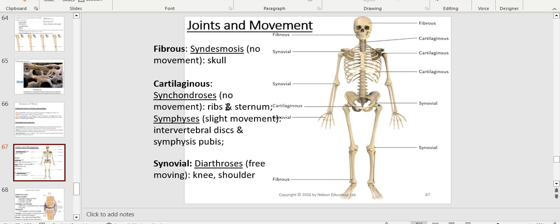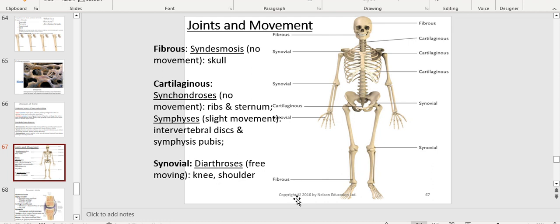There are cartilaginous joints, and there are two kinds of these: synchondrosis and symphysis. Synchondrosis has no movement, like the ribs to the sternum. You can't separate your sternum from your ribs, thank goodness. Symphysis joints, remember the pubic symphysis right in here, allow slight movement, like the intervertebral disc and symphysis pubis, where a little bit of movement is required. And then the joint with the most movement is the synovial, also called diarthroses, freely moving, like the knee and shoulder. We're going to get into these.